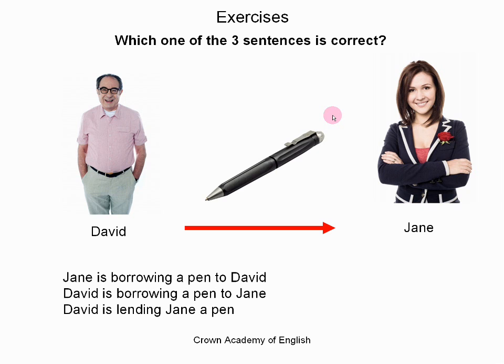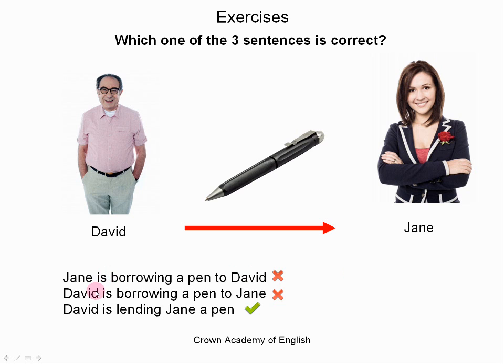Okay, so I'm going to give you the answers now. It is the last sentence which is correct. David is lending Jane a pen. So lending somebody something. Let's look at why the first one is wrong. Well, Jane is borrowing a pen, but we should say borrowing a pen from David. If this word was from, then it would be correct. But we do not say to if we're borrowing something. We borrow something from somebody. So that is why this one is wrong.